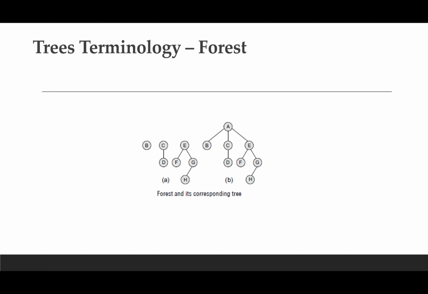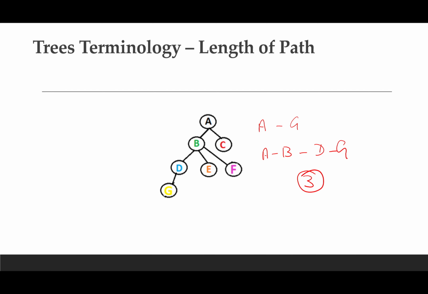The next one, length of the path. It is the number of edges in the path. For example, if you are taking A to G, what will be the length? The path is A to B, then B to D, D to G. From A to G, how many edges are there? There are 3 edges. So the length of the path is 3.